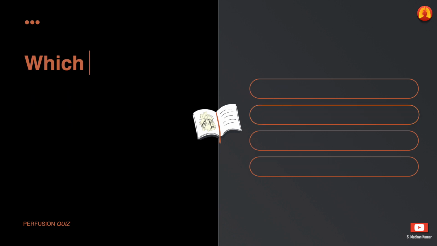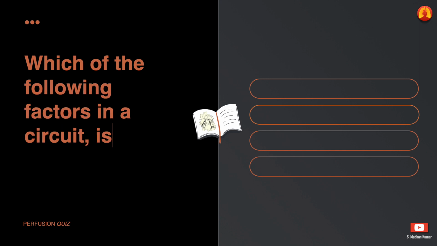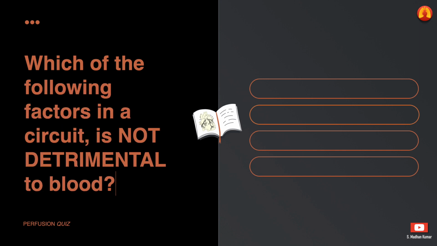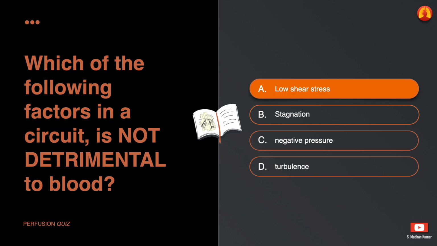Which of the following factors in a circuit is not detrimental to blood? A. Low shear stress. B. Stagnation. C. Negative pressure. D. Turbulence. The correct answer is low shear stress.